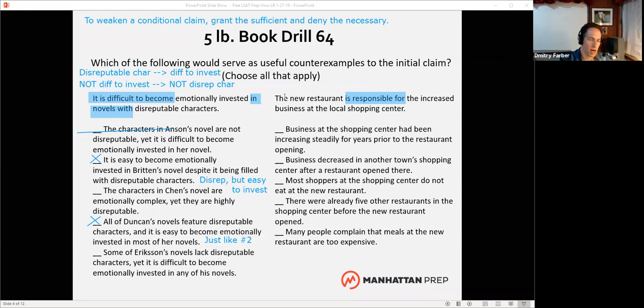Notice we don't care about three because it's talking about emotionally complex. We have no idea whether that means it's easy to invest or not. And E is saying, hey, sometimes there's no disreputable characters and still it's difficult to invest. So this is just like number one.